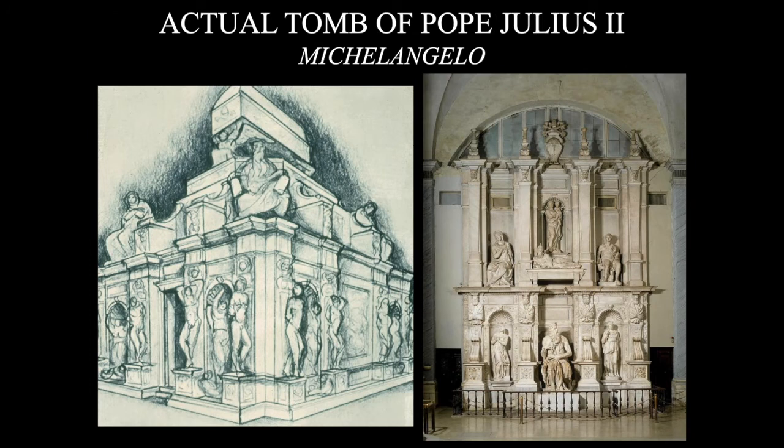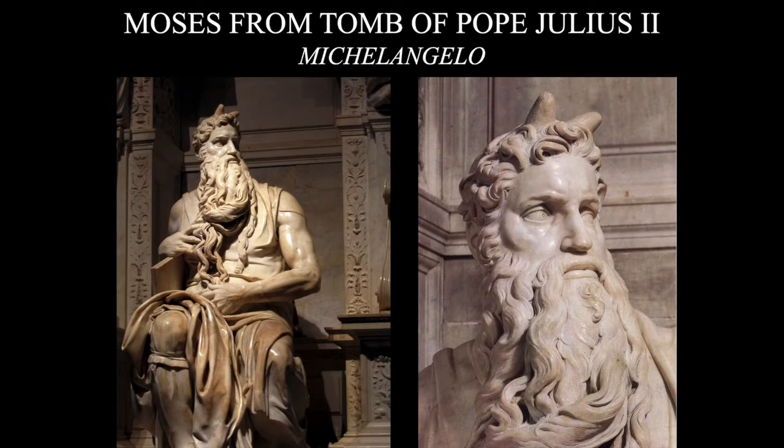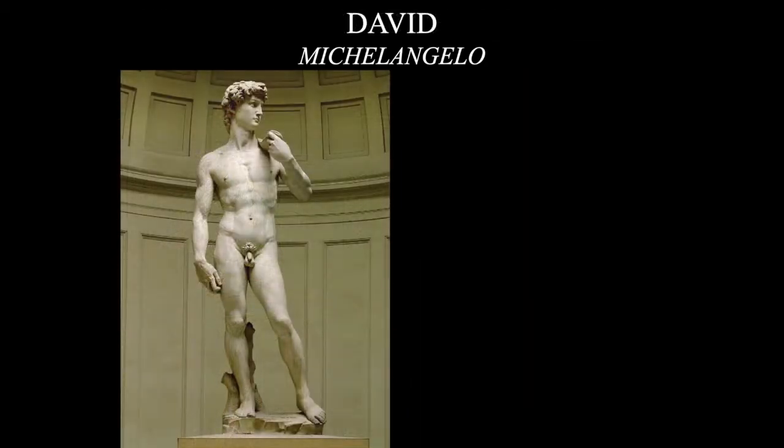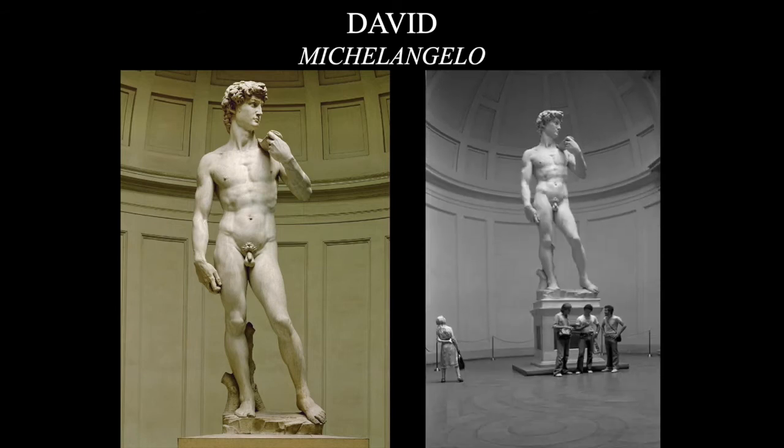This is what the Pope actually got, still by Michelangelo, still made out of marble. You can see several of the sculptures were for the original tomb, such as the sculpture of Moses here. But it is in a different church, St. Peter in Vincoli. A couple years later, we get the monolithic David by Michelangelo. If you've never seen it in person, it is roughly 17 feet high, and that is above the pedestal, and the pedestal is roughly 6 feet.